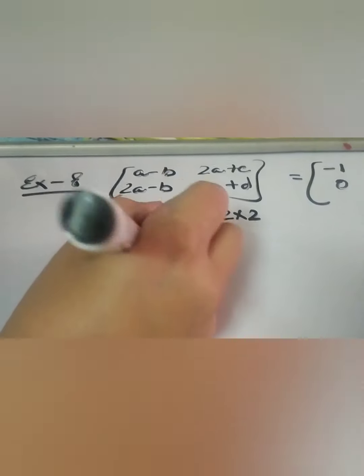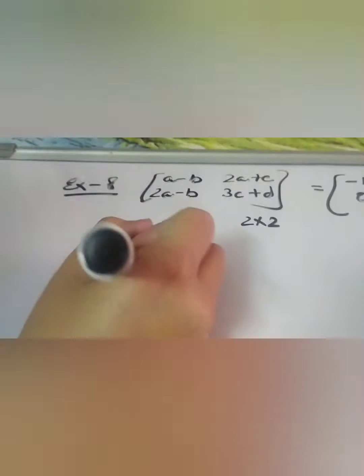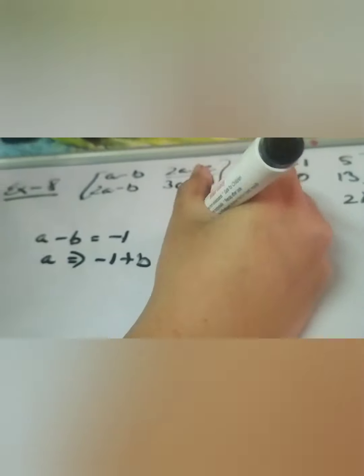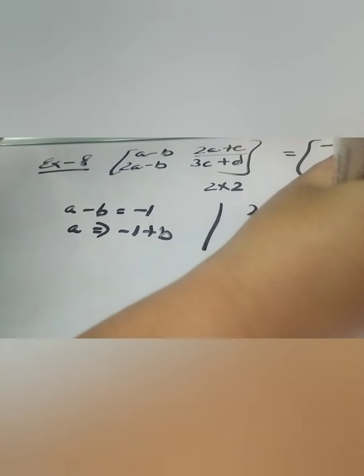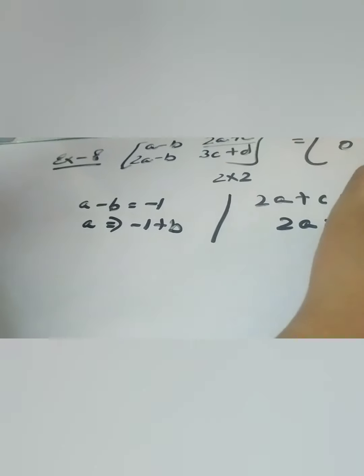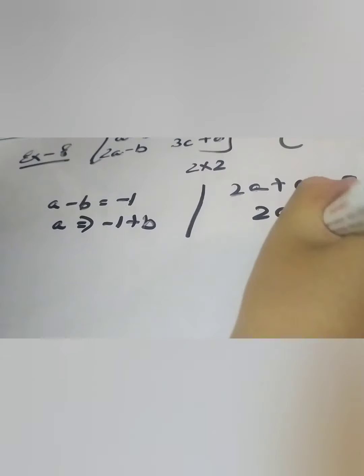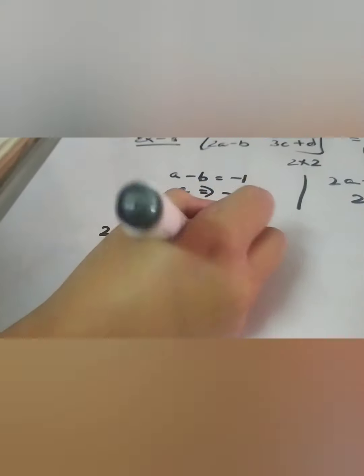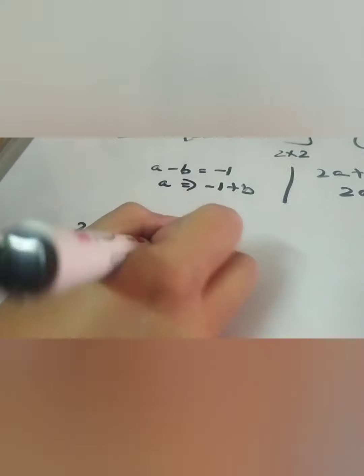A minus B equals minus 1. So A equals minus A plus B. And 2A plus C equals 5, so 2A equals 5 minus C, A equals (5 minus C) by 2. 2A minus B equals 0, so 2A equals B.